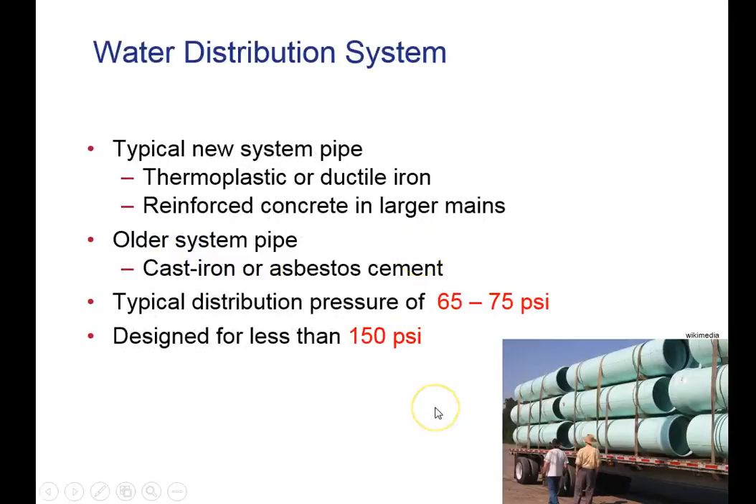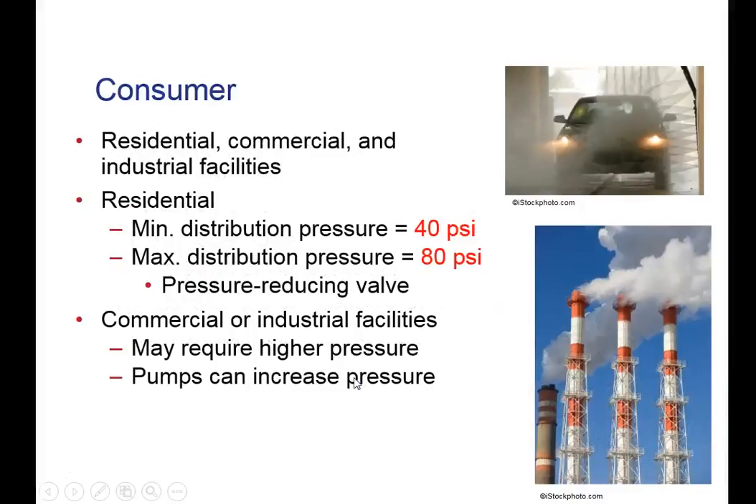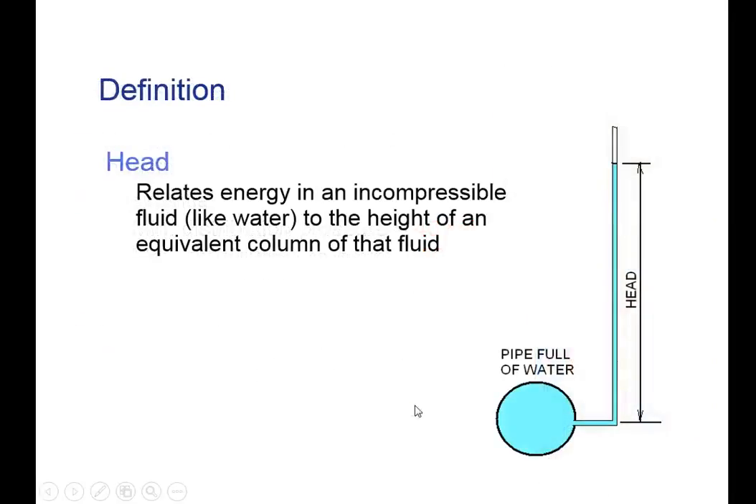New pipes and some standard pressures. Residential has some strict code guidelines on what the pressures can be. Commercial could be higher. Head: this is the description of how tall water is in a water pipe. Basically the head tells us how high the water is. It kind of makes sense if you think about a person standing here, and this is their head up here, how tall they are.